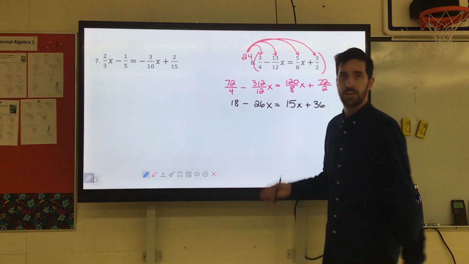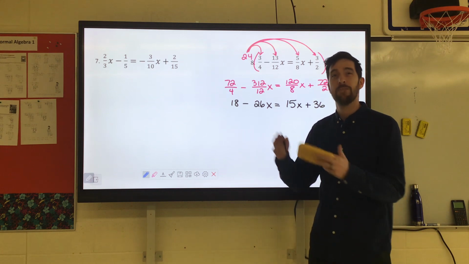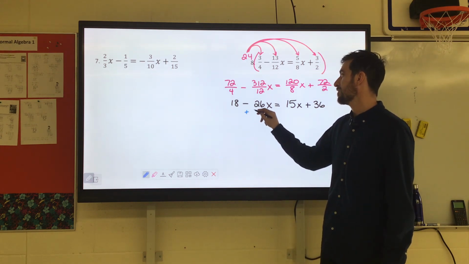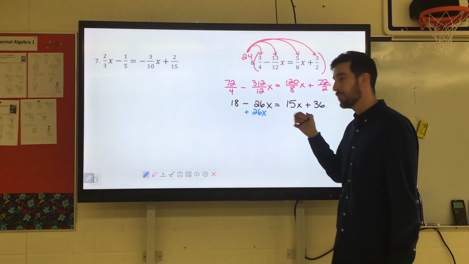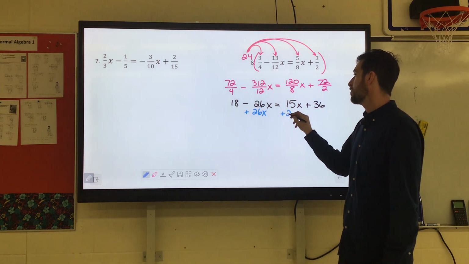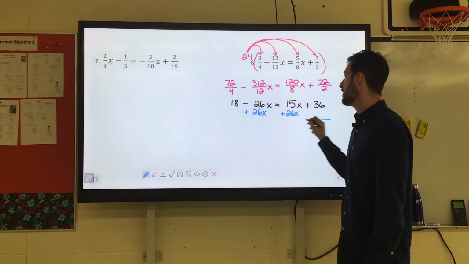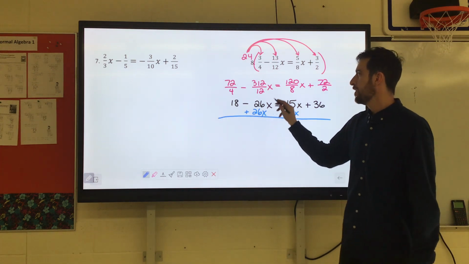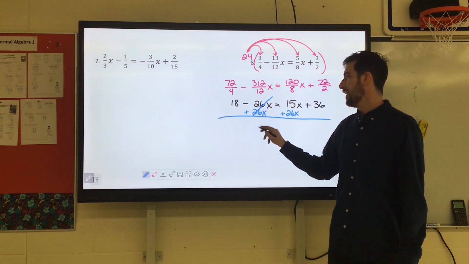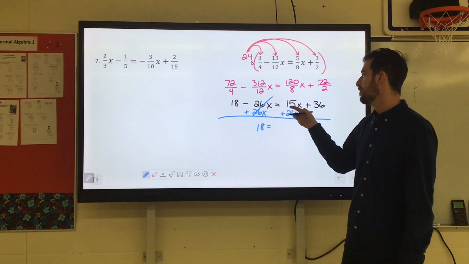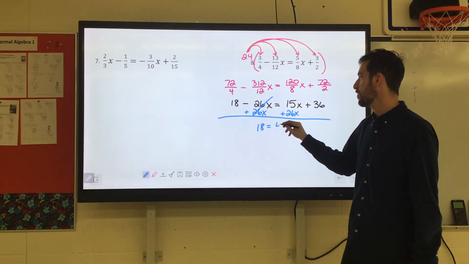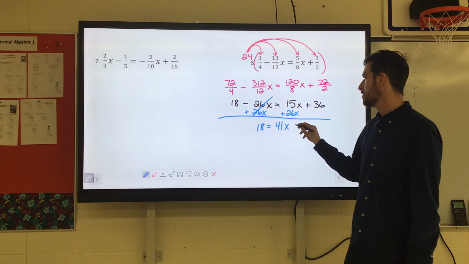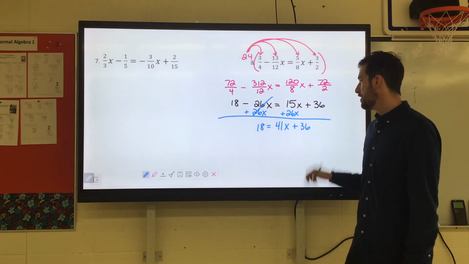All right, I'm getting rid of negative 26x. I'm going to add 26x to cancel that out. But if you do it on one side, you have to keep the equation balanced. So we're going to add 26x over here as well. We just have 18 on the left side. On the right side, 15x plus 26x. 15 plus 26 is 41x plus 36.